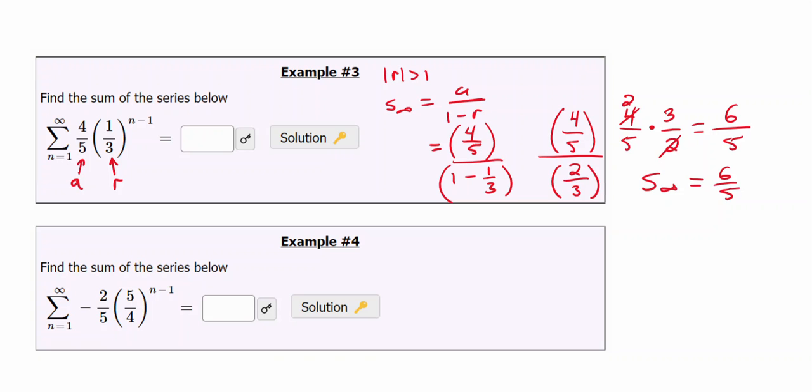Okay, now for the second one, let's do the same thing. We can see that from the beginning here, our A value is negative 2 over 5, so that's fine. But now look at our R value, 5 over 4. That is greater than 1, right? 4 over 4 is 1. So since this is greater than 1, our series would be divergent, and it never would converge on a single number. So in this case, we'd say that the series, or the sum of the series, does not exist.